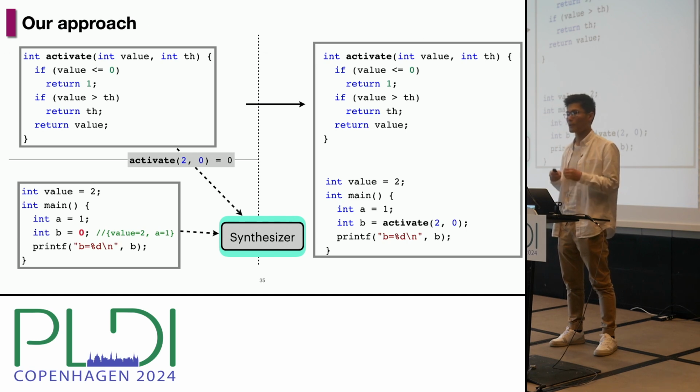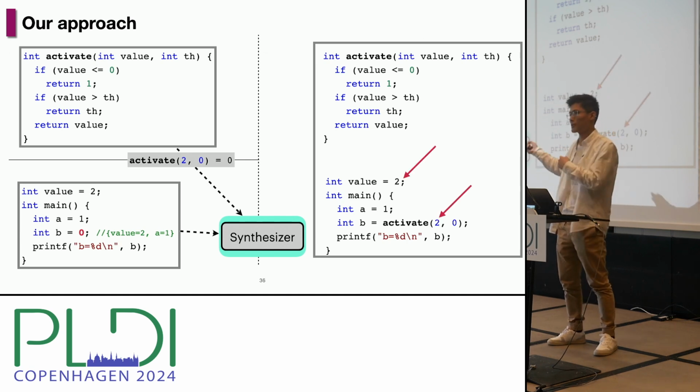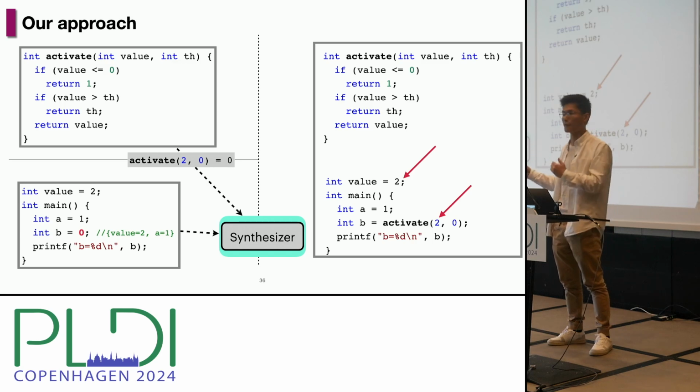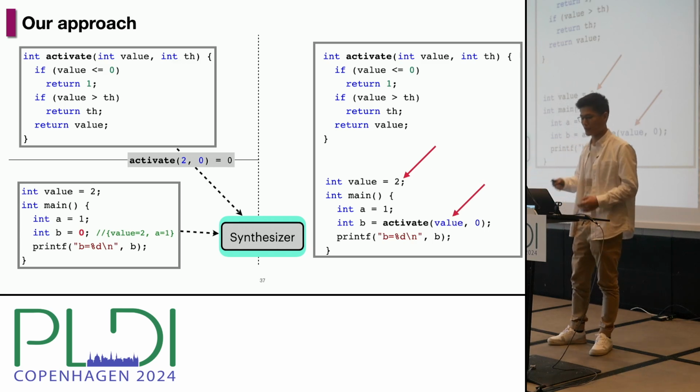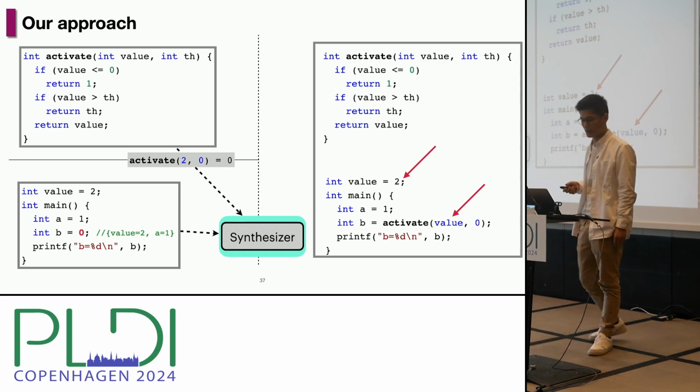Further, we can make this more complicated. For example, we find that the first parameter to the active function is 2, and the global variable is also 2 at line 4. So we replace this 2 with the global variable to build data dependencies between these two pieces of code.